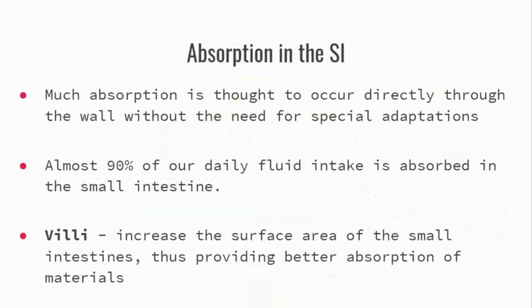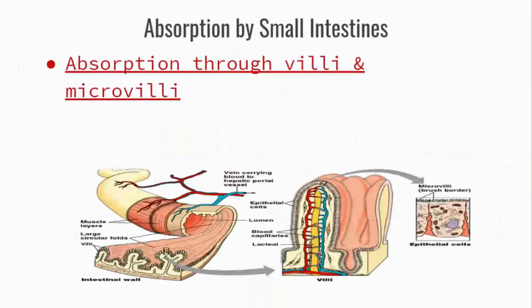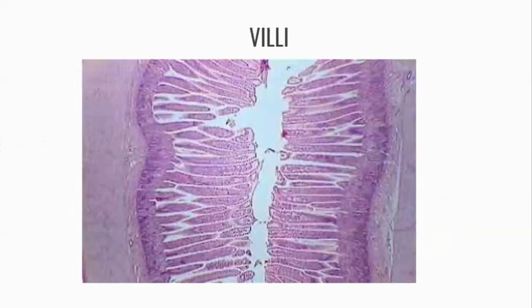Absorption in the small intestine. Much absorption is thought to occur directly through the wall without the need for special adaptation. Almost 90% of our daily fluid intake is absorbed in the small intestine. Villi increase the surface area of the small intestine, thus providing better absorption of materials. Absorption through the villi and microvilli. These are finger-like projections that increase surface area for absorption.